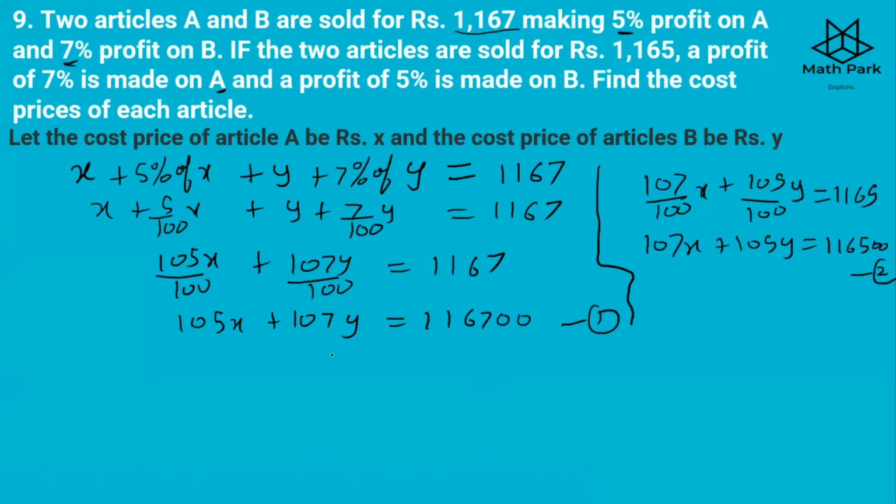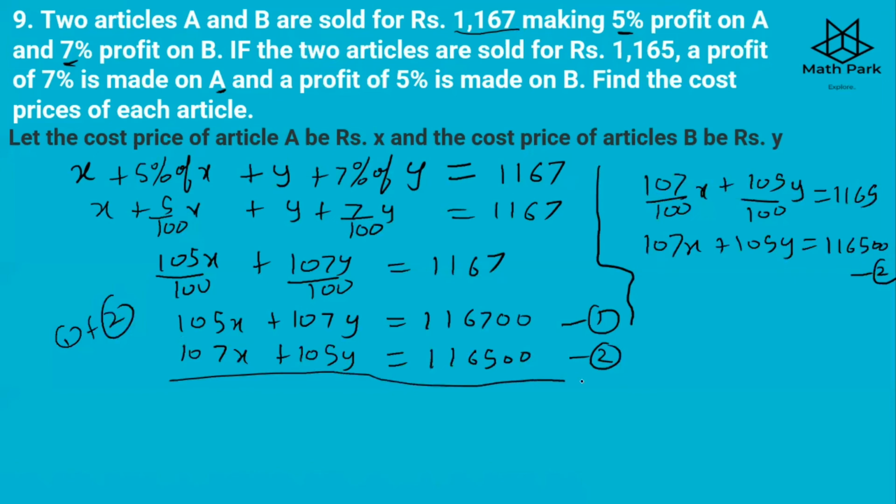Now what we do is add these two equations. I told you in the previous video that when the coefficients of X and Y are interchanged, don't use the elimination method, because it becomes tedious. So we'll just add these two equations. We write this equation below: 107X plus 105Y is equal to 1,16,500. This is our equation 2. So we are adding these equations.